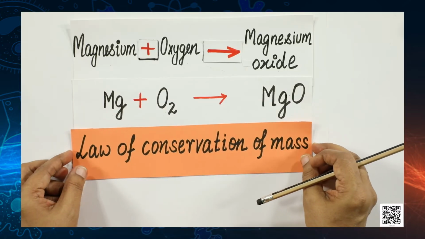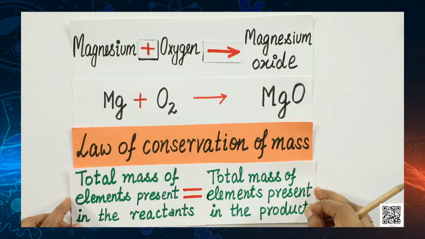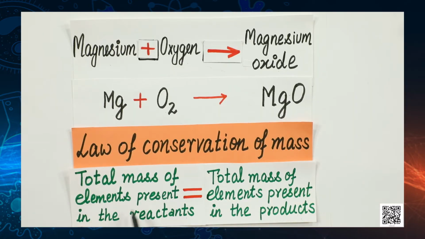Now, can you recall the law of conservation of mass you learnt in class 9th? What did it say? Yes, I am sure you must have guessed it right. Mass can neither be created nor destroyed in a chemical equation. That is, total mass of elements present in the product side equals that of the reactant side. In other words, the number of atoms of each element remains the same before and after a chemical reaction. Hence, we need to balance a skeletal chemical equation.